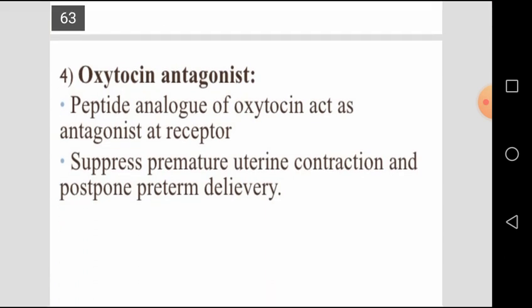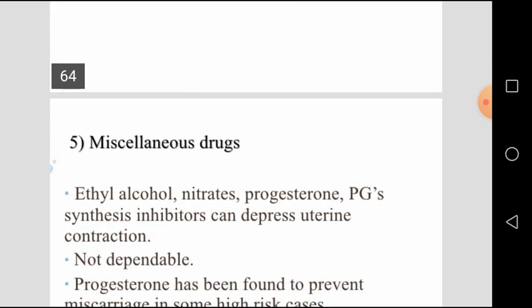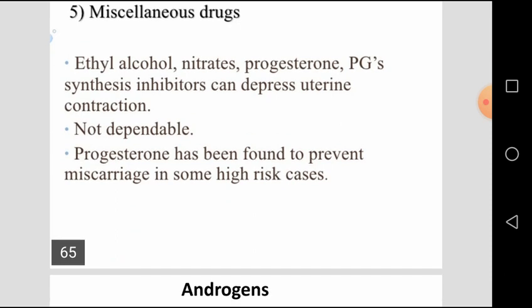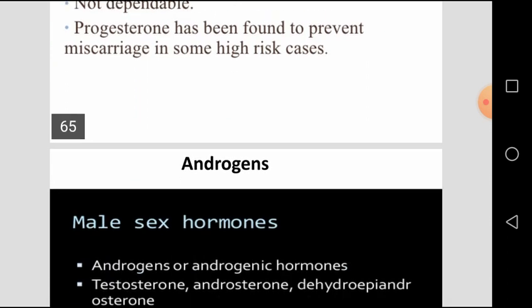Then oxytocin antagonist. A peptide analog of oxytocin acts as an antagonist at the receptors, suppresses premature uterine contractions and postpones preterm delivery. Then what are the miscellaneous drugs used? Ethyl alcohol, nitrates, progesterones, and prostaglandin synthesis inhibitors can depress the uterine contractions, but are not dependable. And progesterone has been found to prevent miscarriages in some high risk cases.